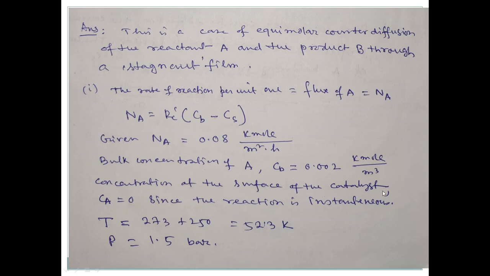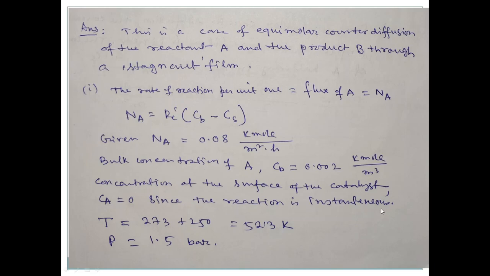The concentration at the surface of the catalyst, Cs equal to 0, because it is an instantaneous reaction, meaning a fast reaction. We already discussed this concept. So when CA is at the surface, it is 0. You have to understand from the concept where CA will be 0. We already discussed all these things.